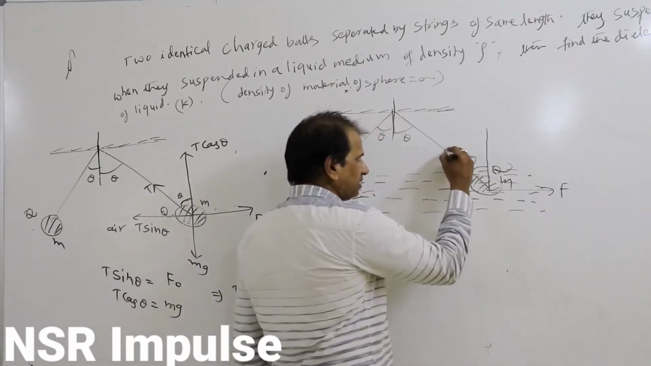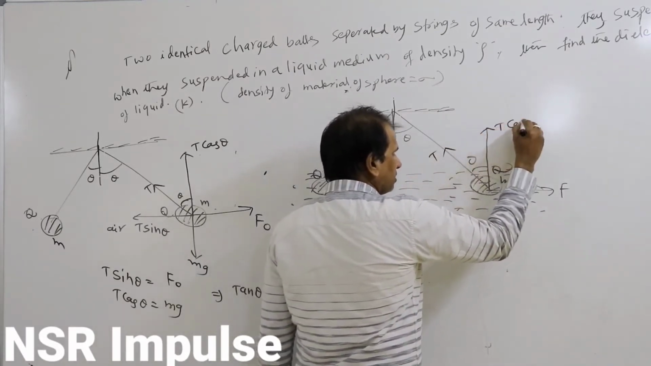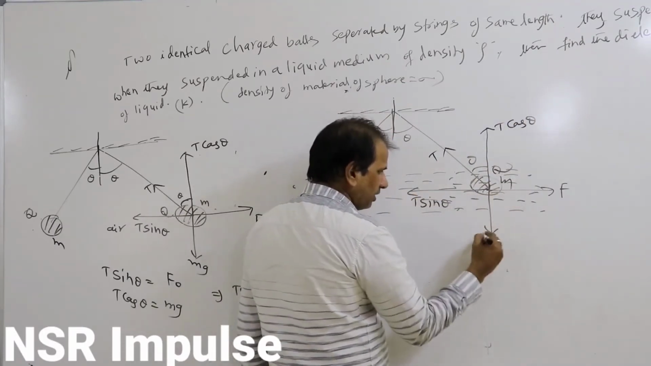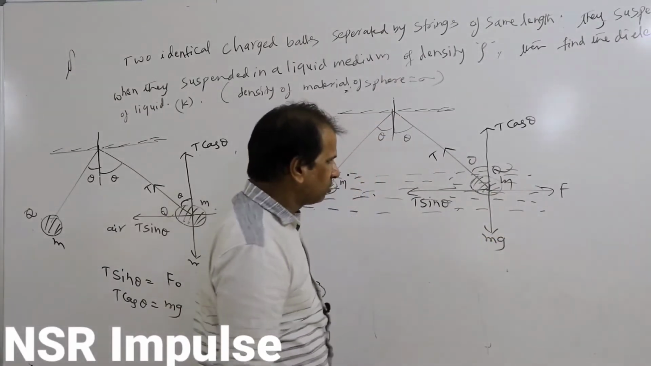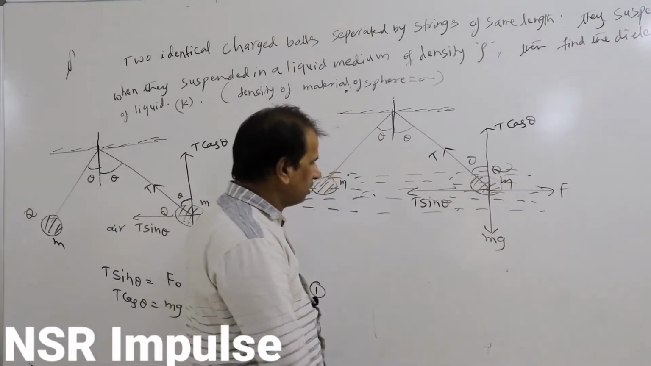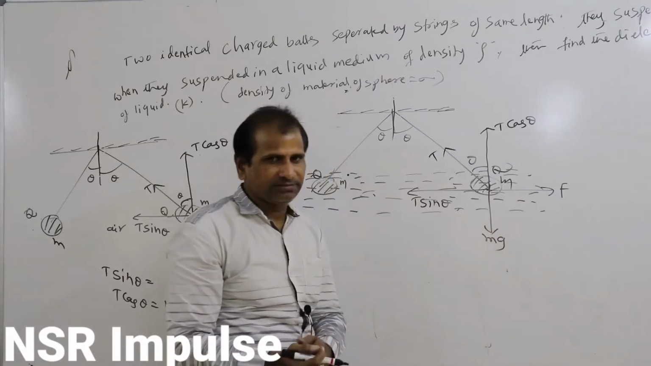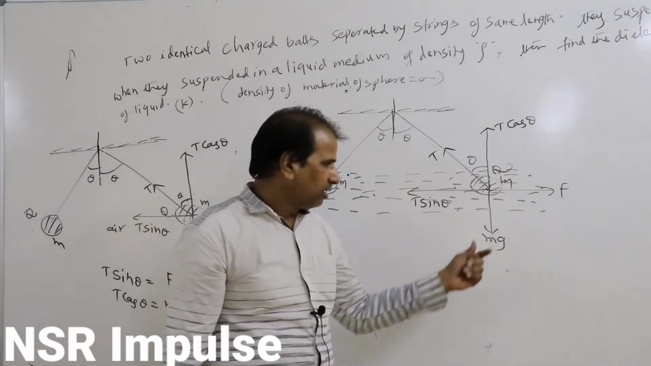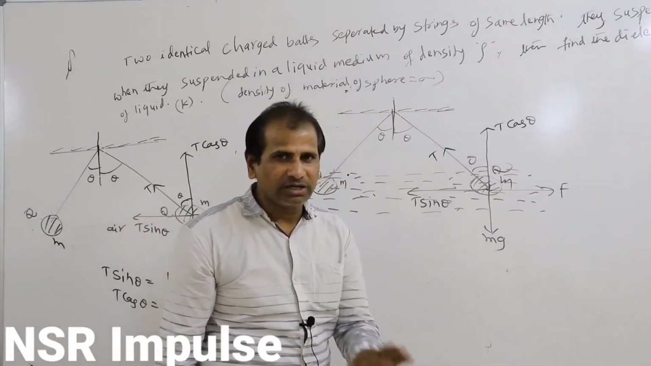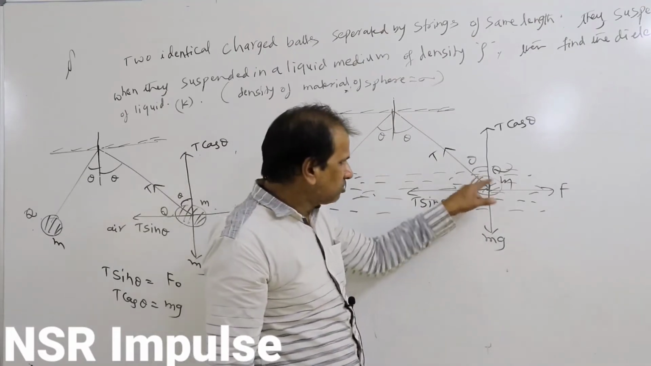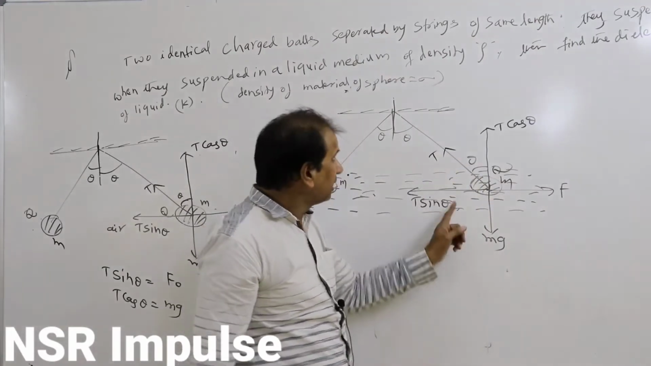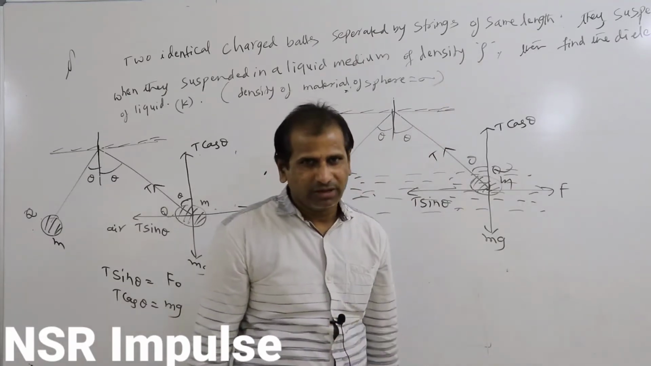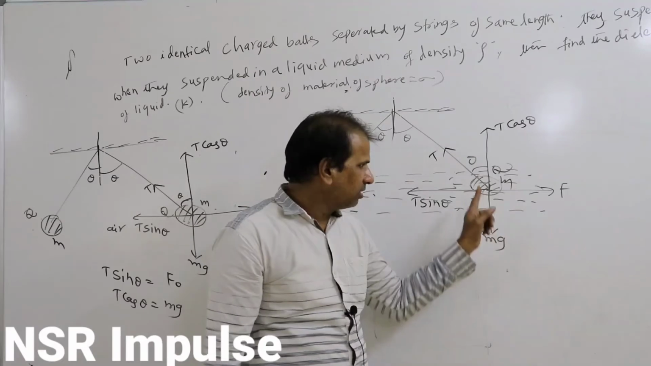This is the tension T. You can write this is T cos theta, and this is T sin theta, and this is mg. So how to frame the equation now? With this mg, is the equation correct? The mg we wrote here is not at all correct. Why? This mass is kept in a liquid medium, and the liquid density is given as rho. Means there exists buoyancy. Buoyancy is going to act on the sphere.